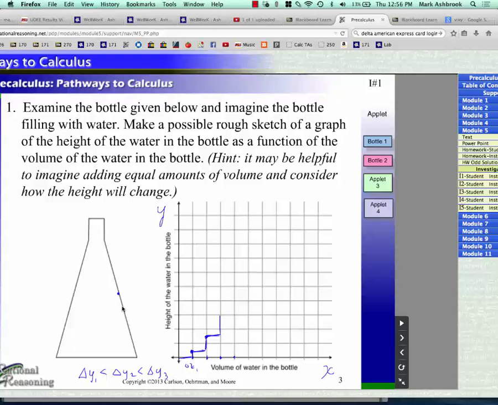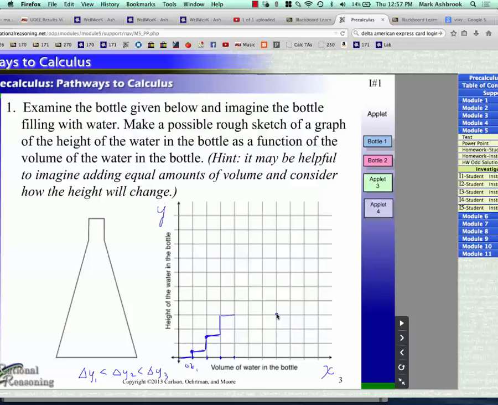And this is going to continue for most of the bottle. So what's happening? The changes in height, are they decreasing, staying the same, or increasing? The changes in height are increasing. But that's a different question than what the height is doing. Is the height itself increasing, decreasing, or staying the same?